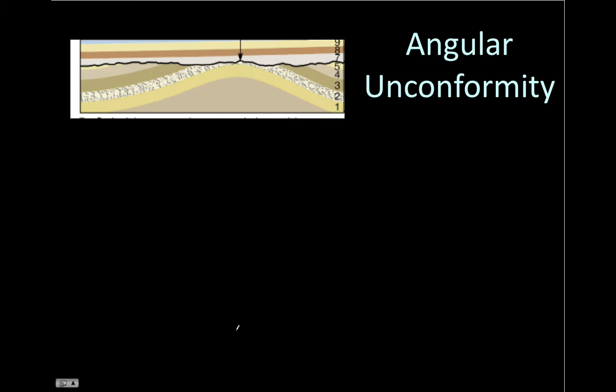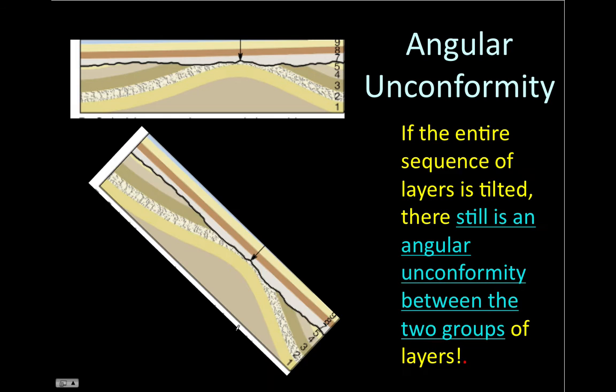Now, something to keep in mind with an angular unconformity, if the entire sequence of layers is tilted, so let's say we had these layers that have been completely rotated around, we would still have an angular unconformity between the two groups of layers. So the topmost layers do not have to be perfectly horizontal. They can also be tilted. It's just that the two groups of layers are at a different orientation with respect to each other.